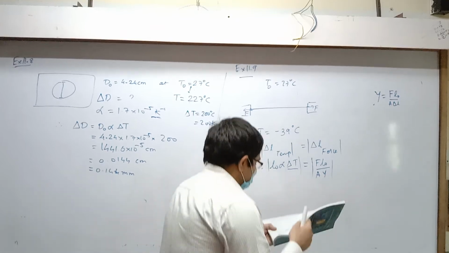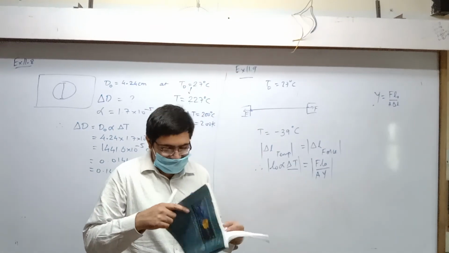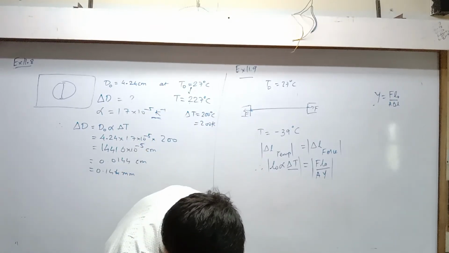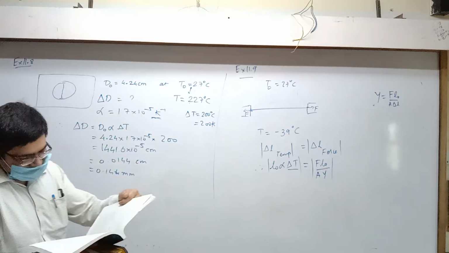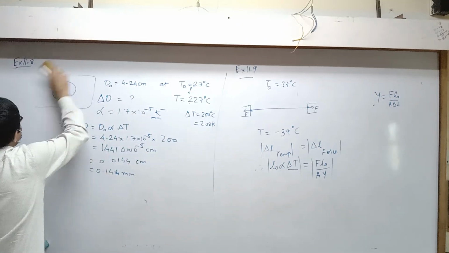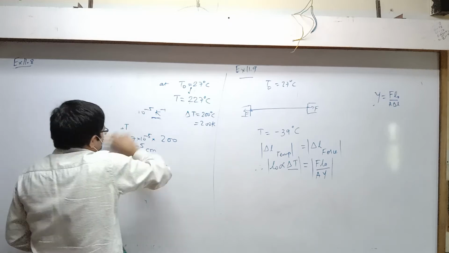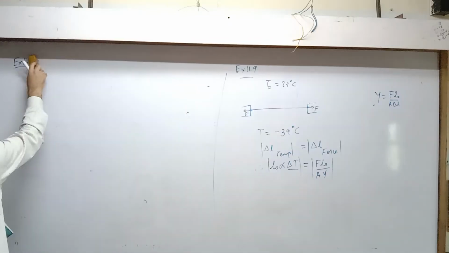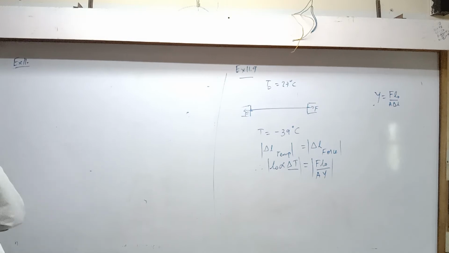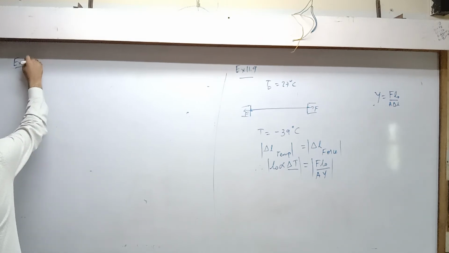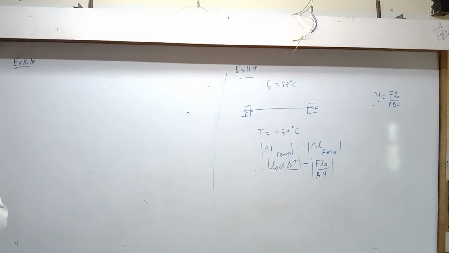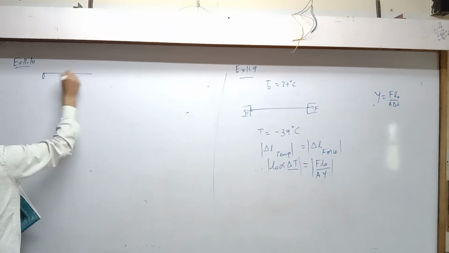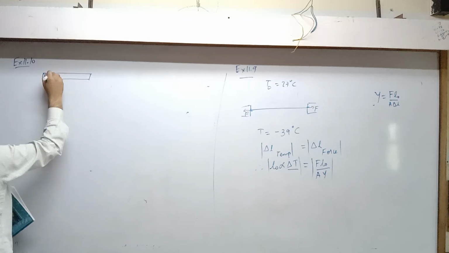It is given that the brass rod is joined to what? A steel rod. But it is not clearly given how it is joined. But based on the question, we can understand how it would be. It's actually going to be end to end in this question. So this is, let's say, the brass rod.